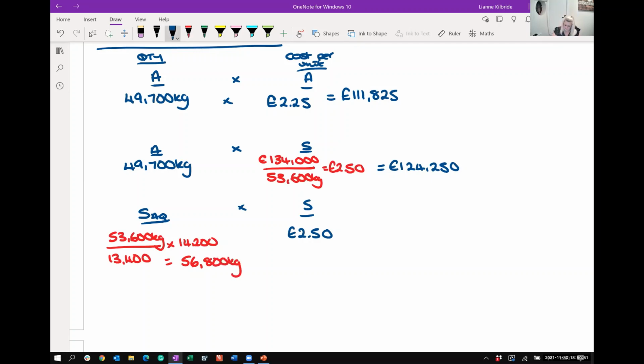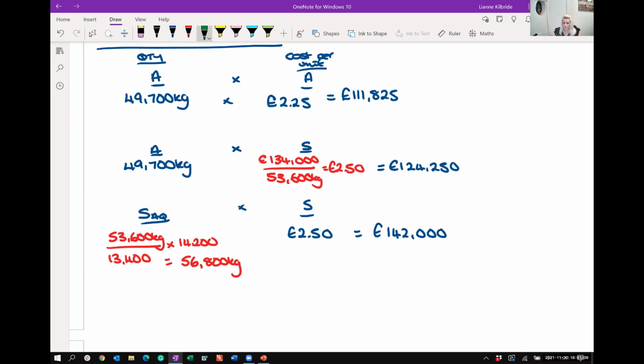So when you multiply that figure by the cost of £2.50, that will give us a cost of £142,000. Okay, so we've got some figures to work from there. Now, the next stage is to work out the difference in figures.